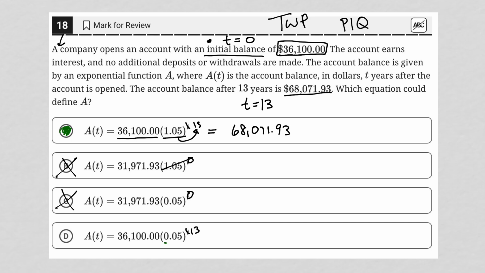This is much smaller, right? And we probably could have known that just by looking at it. So there's definitely a faster way to solve this if you understand how exponents work. Choice D had no chance of being right. We have a 0.05 raised to the 13th power. There's no chance that we end up with a larger number than 36,100 in this case. But at any rate, the answer is choice A.